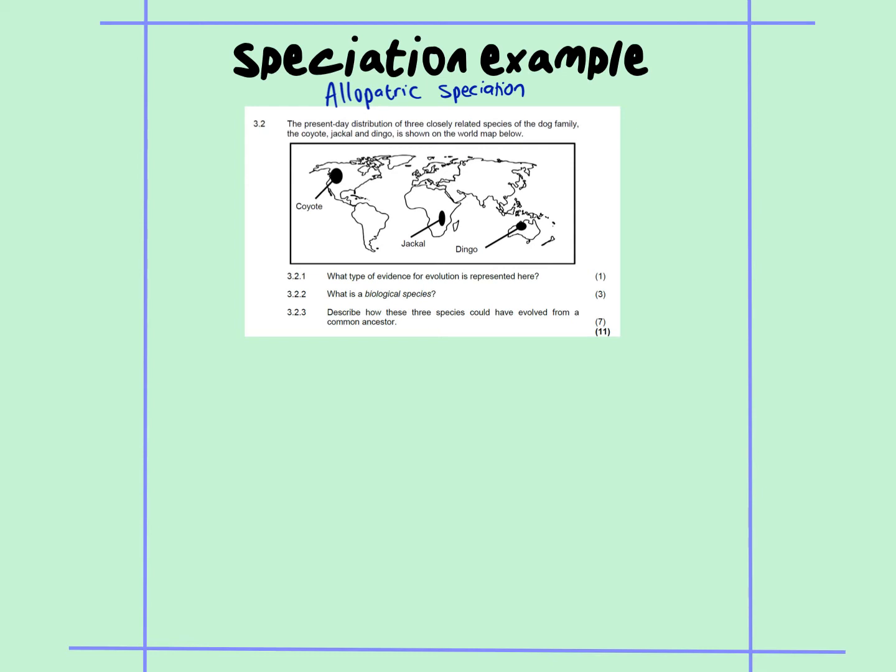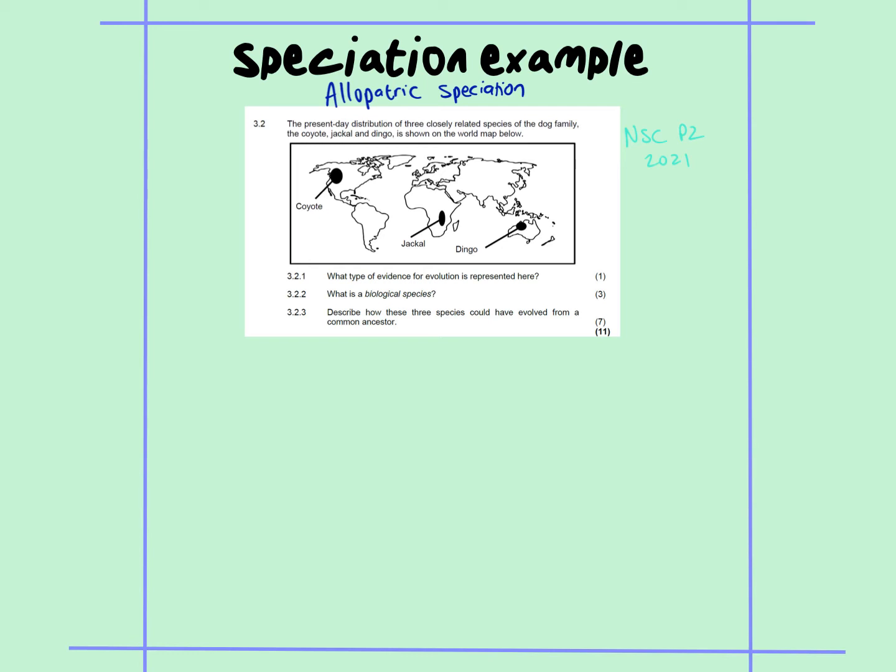But I want to focus on question 3.2.3. This question that I'm looking at in this past paper is from NSC Paper 2 2021, so you can go through that on your own if you want. Describe how these three species could have evolved from a common ancestor. So this is speciation, because you can also tell from the mark allocation. A 7-mark question will be a question on speciation or natural selection, for example.